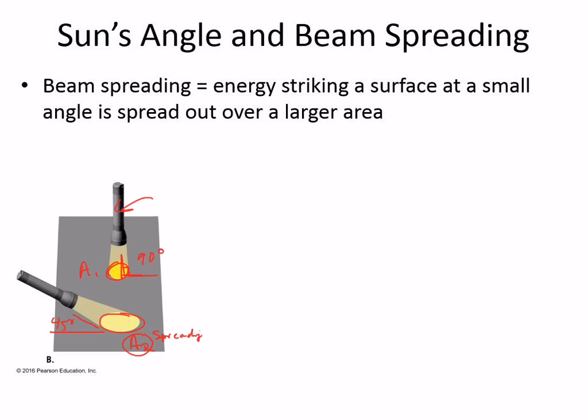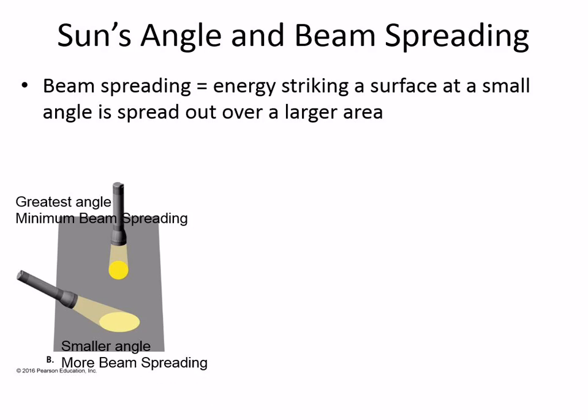And it happens when you have a smaller angle. Smaller angle, more beam spreading. A larger angle, less beam spreading. You'll hear people, in fact me, say that this situation up here where you have the greatest angle is the most direct rays. Most direct, I'll just put E for energy, most direct.